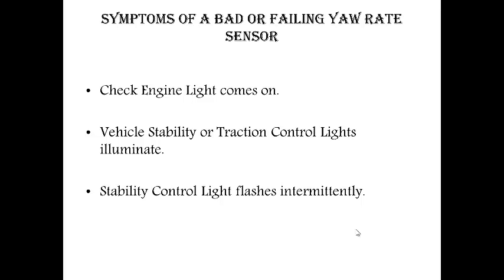When the car is started at first, it checks all its sensors, all its microcontrollers, everything is tested. A self-loop test is run in a very little time span. At that time, if the yaw rate sensor is not working, the engine light will come on, and the vehicle stability or traction control lights on the front panel will illuminate, and the stability control light will also flash intermittently.